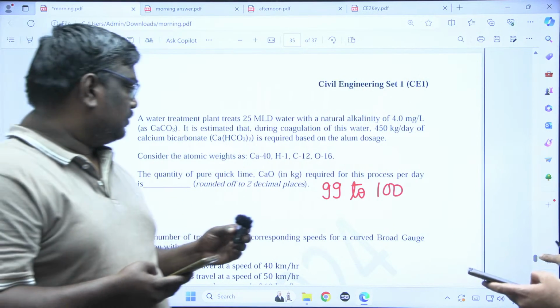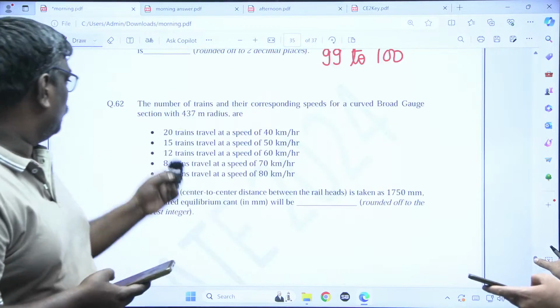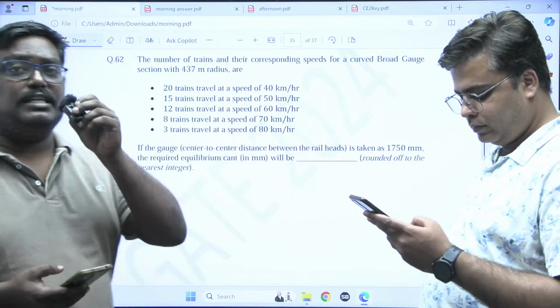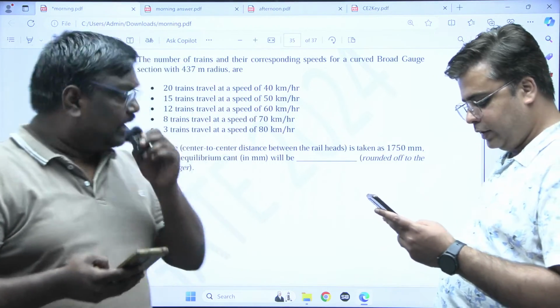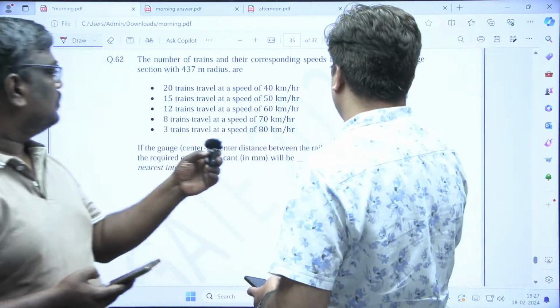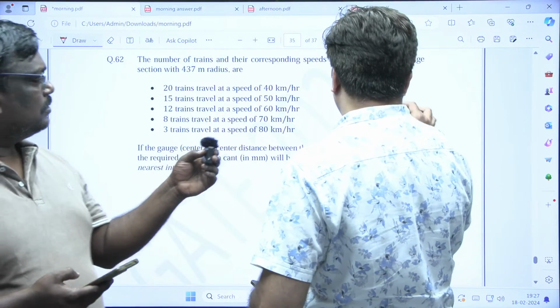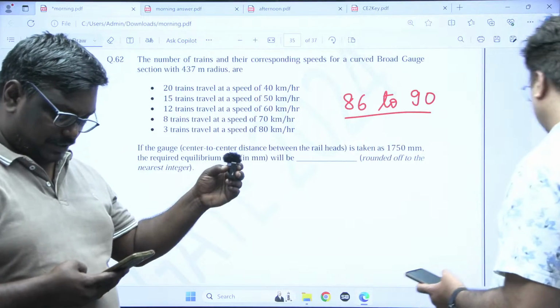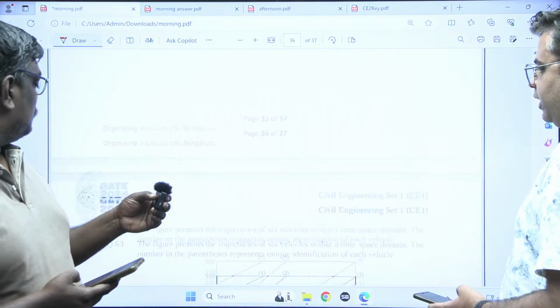Next one. So students, there are some students who are asking this doubt. See, students, they have given a huge range here, 86 to 90, sir. Yes, 86 to 90 is the range for this question. Next, 63 you have.